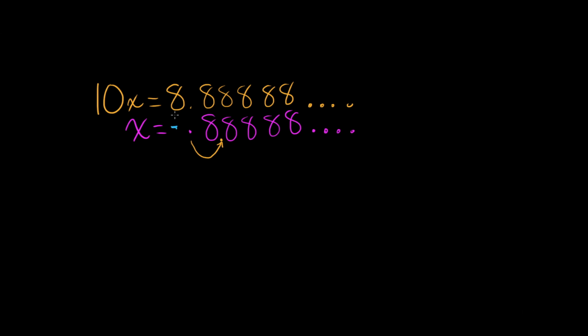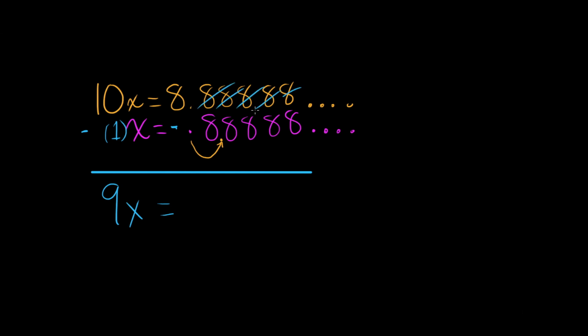Okay, we can now subtract these. We're going to subtract from both sides. So let's do our subtraction. What's 10x minus 1x? Or 10x minus x? We can imagine there's a 1 here if we would like to. Well, that's going to be 9x. It's going to be equal to what? Well, all of these 8s, they're all going to cancel out. It's going to leave us with nothing. 8 minus 0, well, that's just 8.